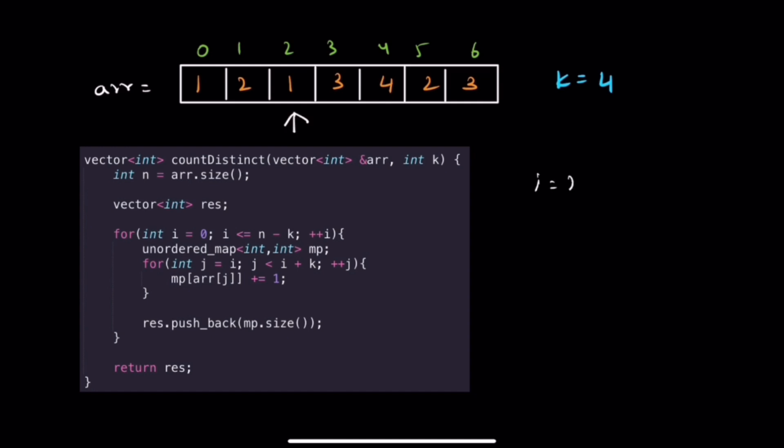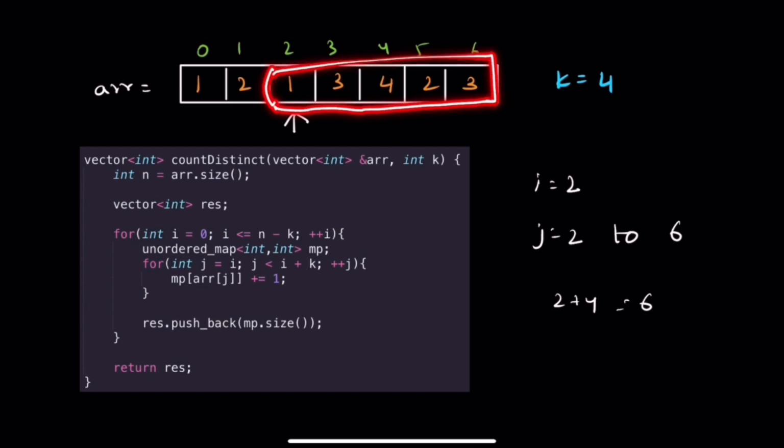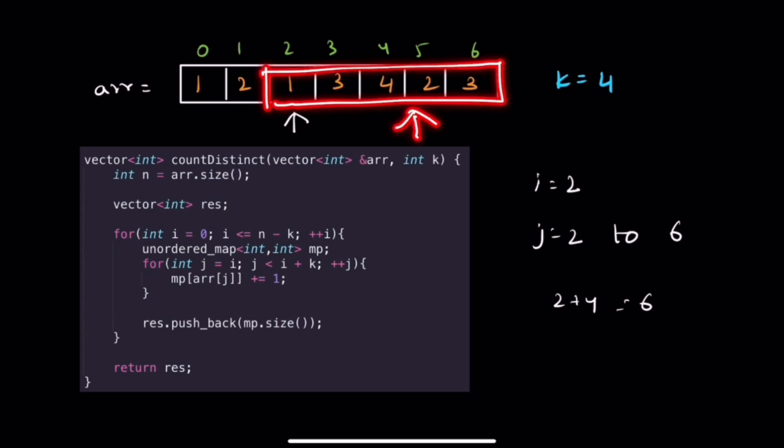Now let's suppose our i pointer is at position 2. Now j will be running from i till i plus k, right? So i plus k will be 2 plus 4, which is nothing but 6. So j will be running till 6. If we draw the window from position 2 to 6, it will be from here till here, where we are getting 5 elements. But we want only 4. That's why I have written less than i plus k, not less than or equal to.